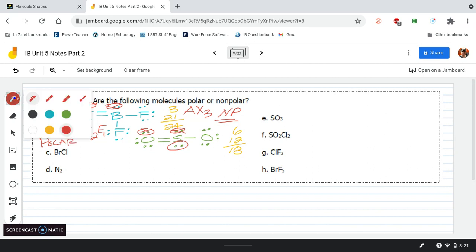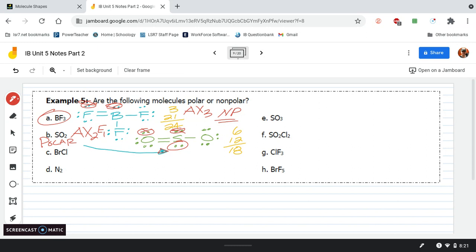Okay, why is it polar? Because it has these dots in the middle. What does the polar idea mean? It means it's not a symmetrical shape. It's bent, so it has legs basically.